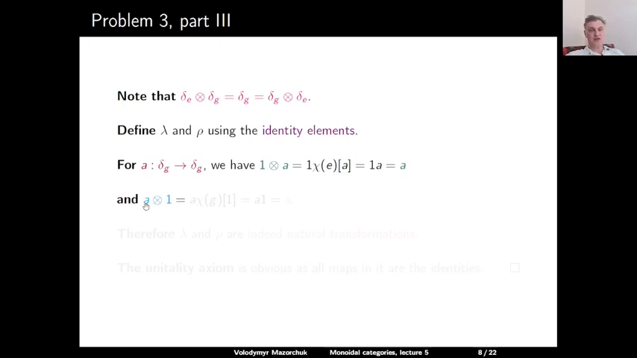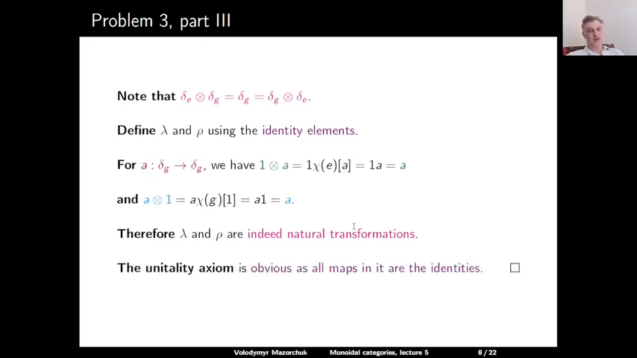Similarly, if you try to tensor A with 1, A now lives in degree G. So what we should do is multiply A with chi of G applied to 1. But chi of G is an automorphism, so it sends 1 to 1. So we get A times 1, and this is equal to A. These two checks mean exactly that lambda and rho are natural transformations. So our choice to define lambda and rho using the identity elements was a good choice, because lambda and rho defined in this way are indeed natural transformations.